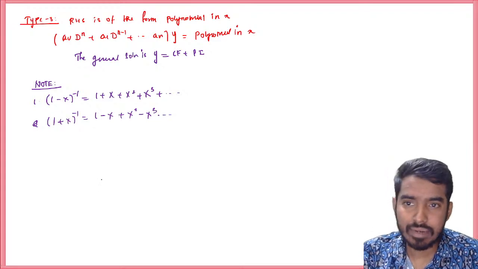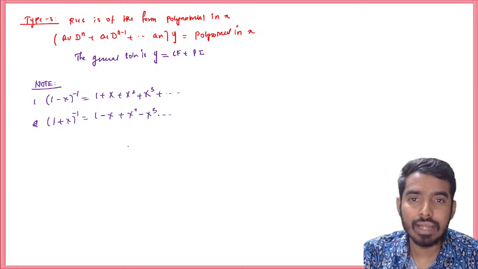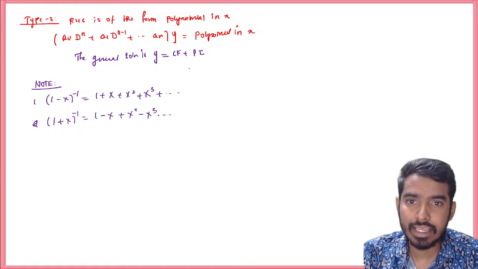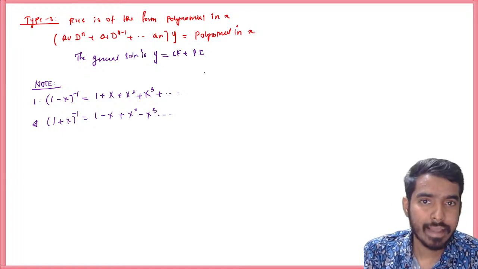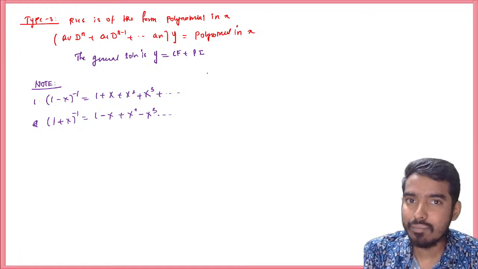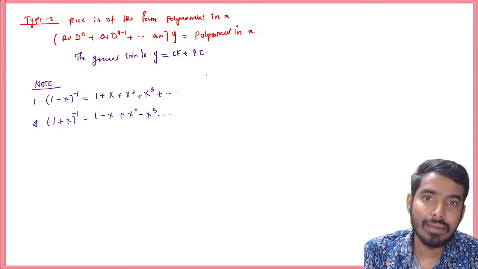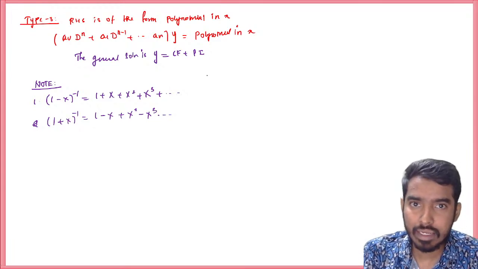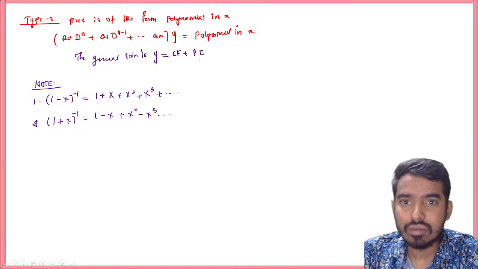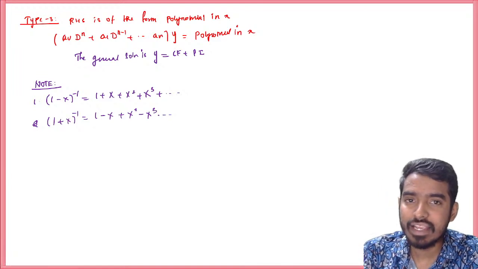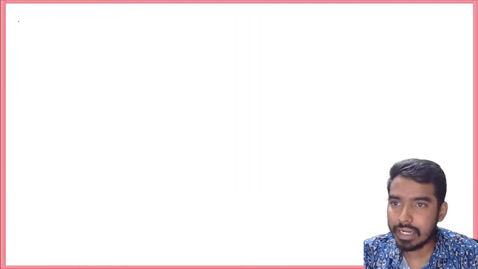Now we'll solve the problem directly. In solving problems, I'll let you know how to find PI. For type 0, there is no PI, and for type 1, RHS is e power ax, that is, replace D by a in finding PI. And for type 2, replace D square by minus a square in finding PI. Now in type 3, there is another method to find PI. That is what we're going to discuss now. We'll directly get into the problem.